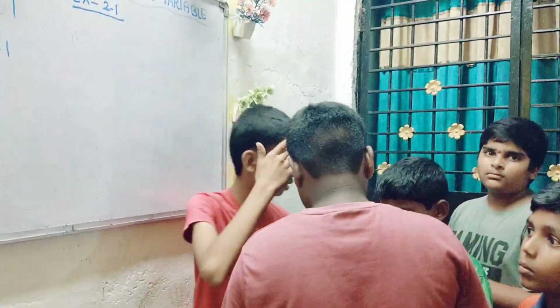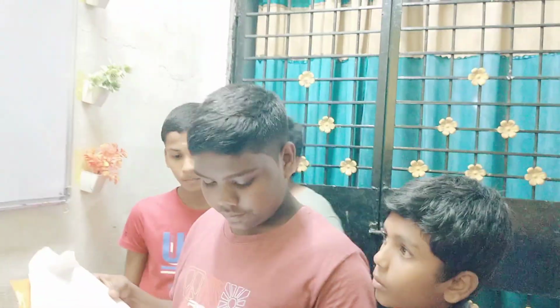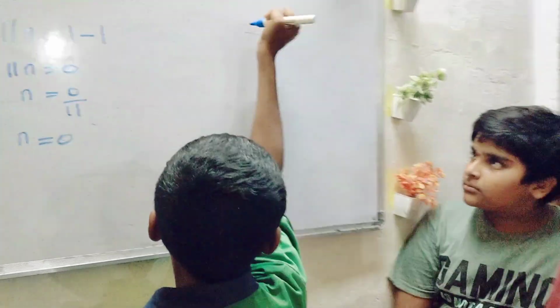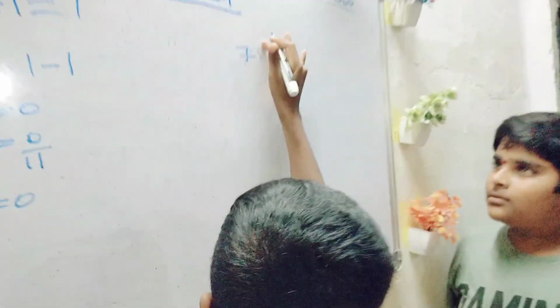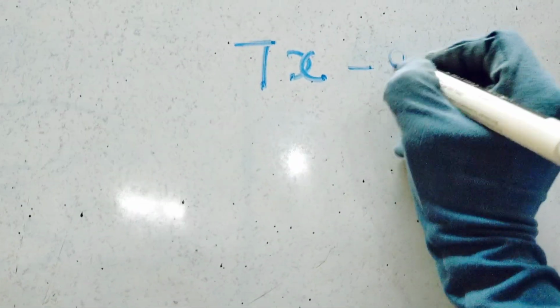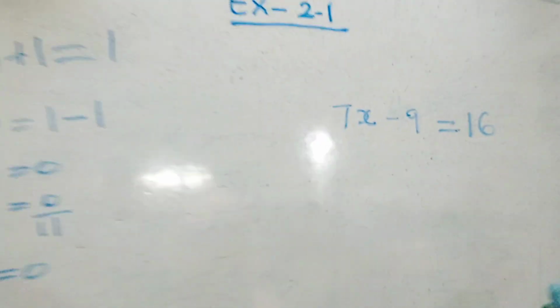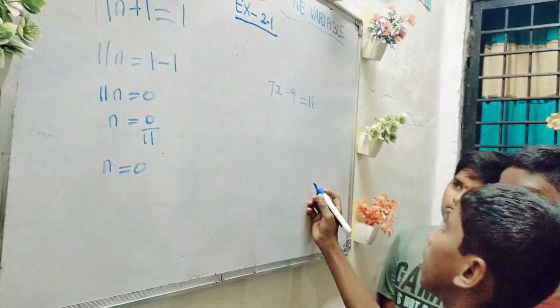Next, Manish, do it. Come on. Okay. Dictate the equation to him. Yes. Write it little dark, please. 7x. Write x like this. Dear, don't write x like a multiplication sign. Write x like this. 7x. Tell me. 7x minus 9 is equal to 16. Come on, solve it. Come on, do it, Manish.